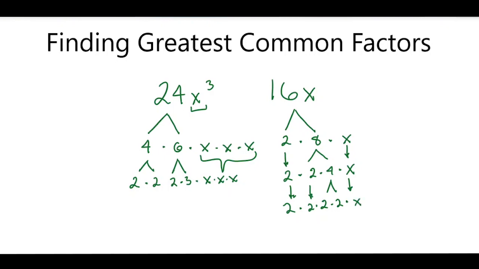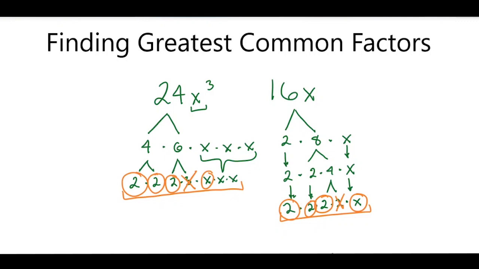So my prime factorization of 24x to the third is 2 times 2 times 2 times 3 times x times x times x. And my prime factorization of 16x is 2 times 2 times 2 times 2 times x. Now here's the question. What is in both of them? Well, I have a 2 here and a 2 here, a 2 here and a 2 here, a 2 here and a 2 here. The 3 doesn't have anything to balance it. This 2 has nothing to balance it. And I have 1 x here and 1 x here.